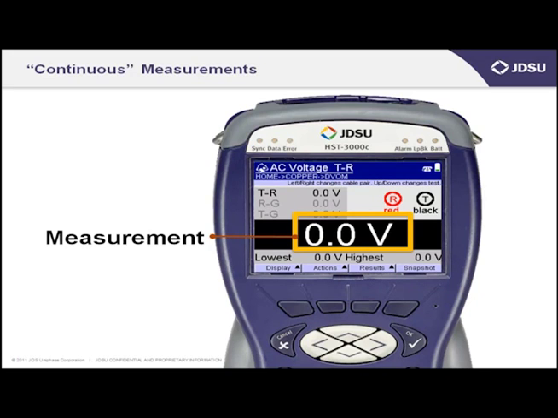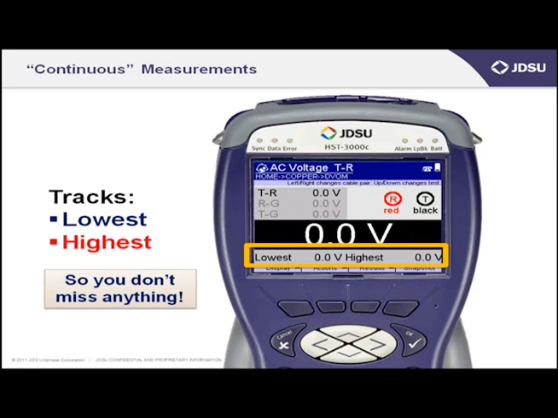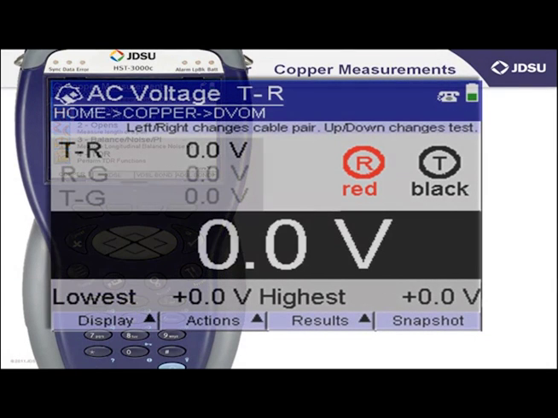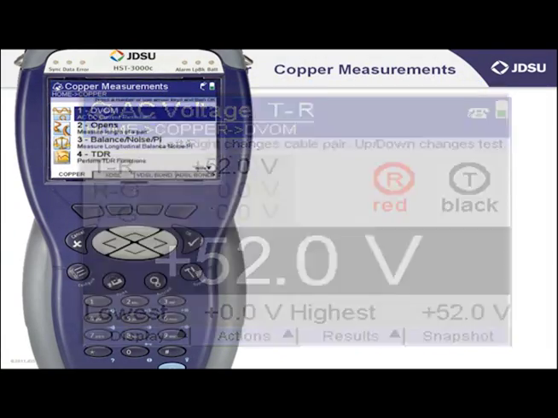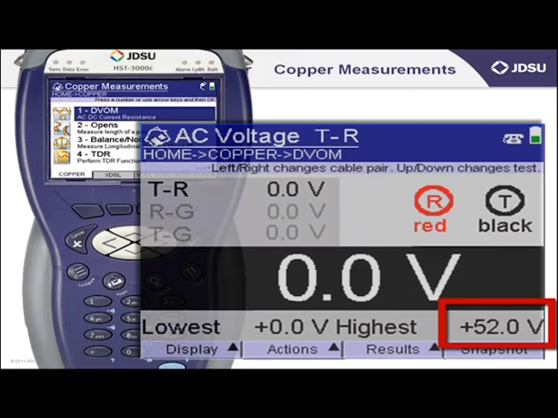Next, close to the bottom of the screen, you'll see the words lowest and highest. The HST monitors the lowest value it measures and the highest value it measures continuously over time, ensuring you don't miss a measurement. For example, if I were using an analog voltmeter and monitoring something over time, I would have to stare at the meter. If I were to take my eyes off the meter for a moment and a lower or higher voltage condition occurred, I would have just missed the occurrence. Lowest and highest ensure that I never miss a measurement, even if I need to step away from my HST 3000.